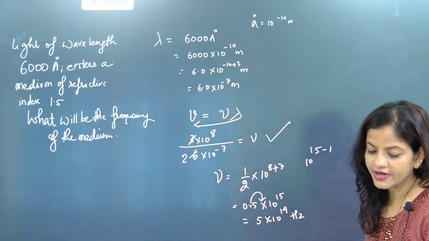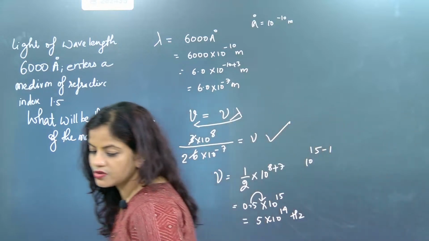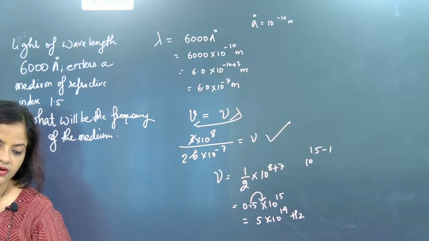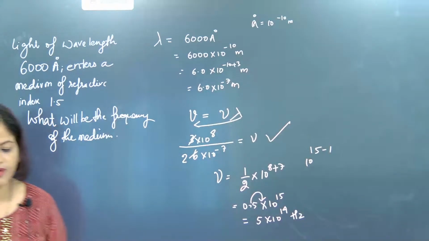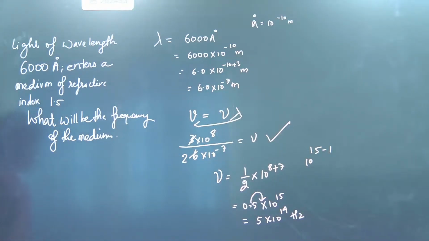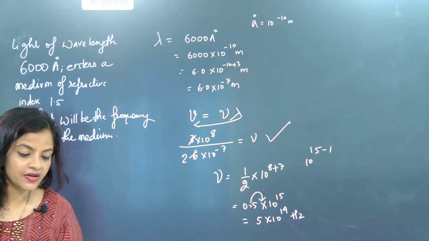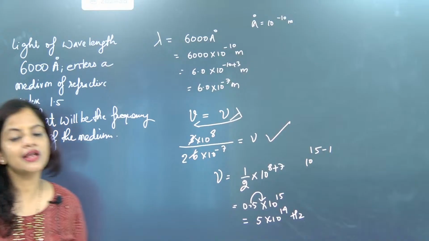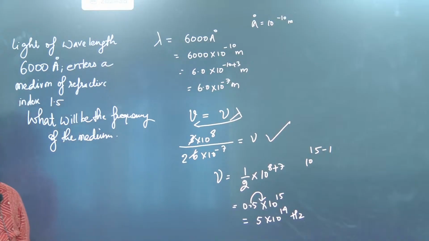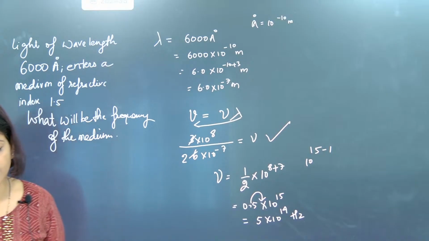I hope everybody has understood. One more session of numericals is left. This is one session of numericals that we have discussed. One more session is left where we are going to discuss the remaining numericals: refractive index numericals like this, glass numericals and mirror numericals. We will do it.